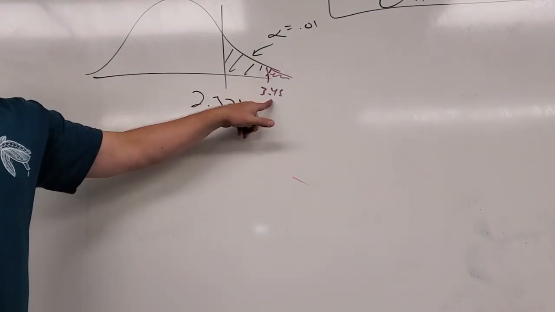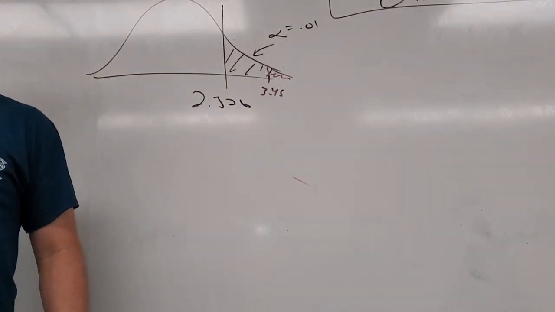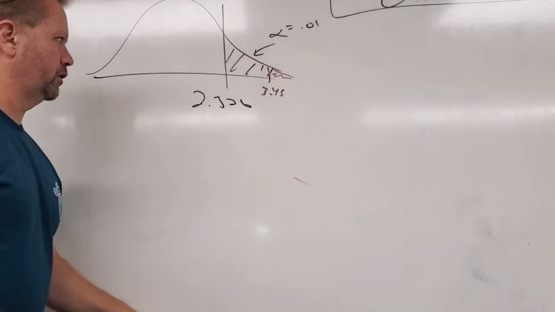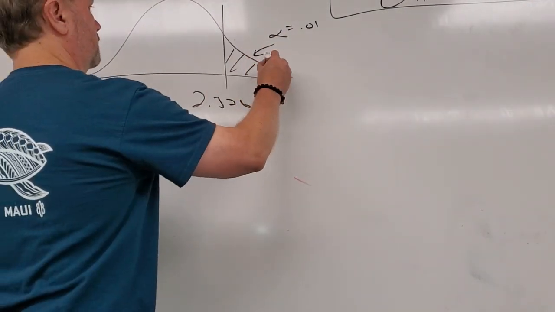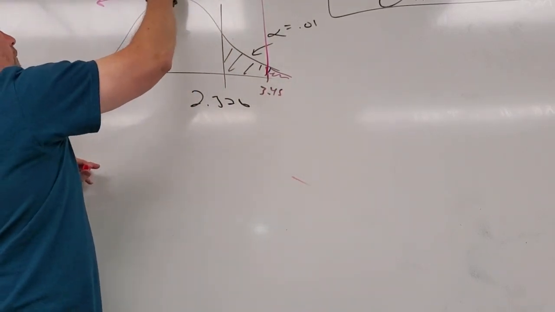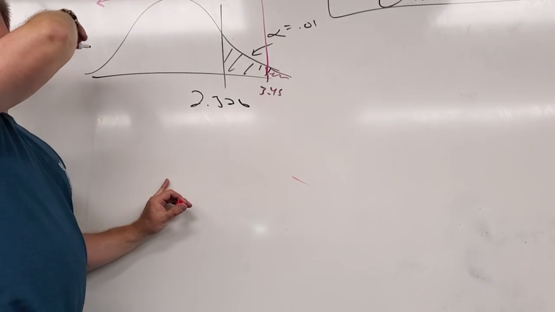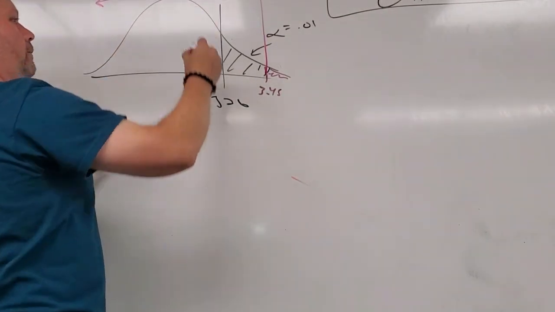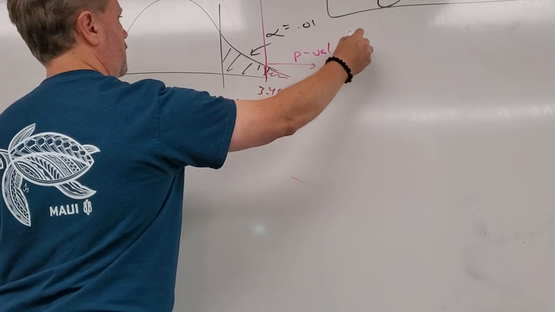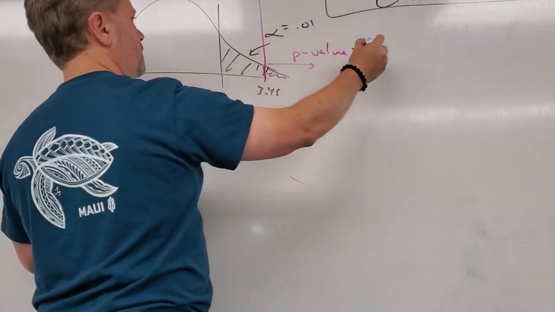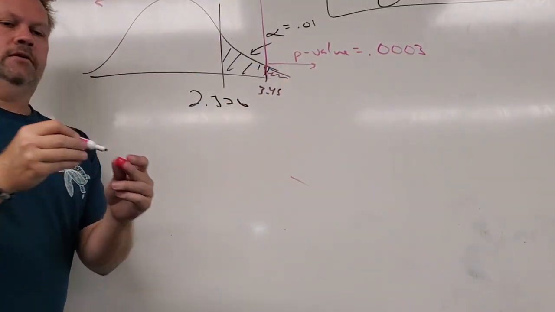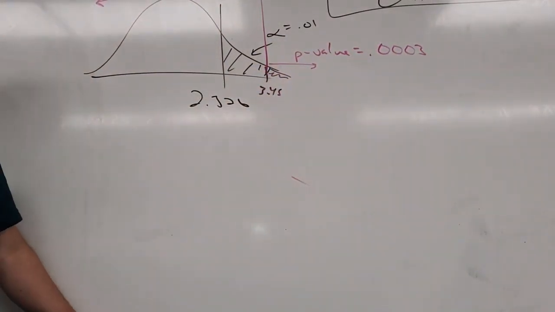Right, if you look up 3.45, you're not going to get the answer, right? Because that's the area below. You want the area above. So what do you get when you look up 3.45? 0.9997. Okay. So then what's the p-value? It's going to be the area in this tail. 1 minus this, right? 0.0003.